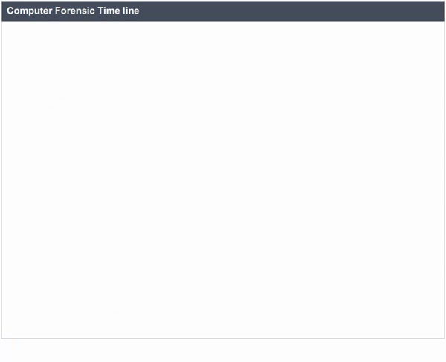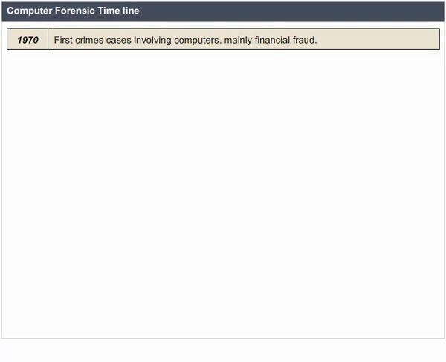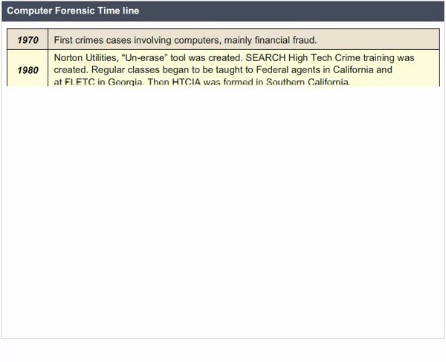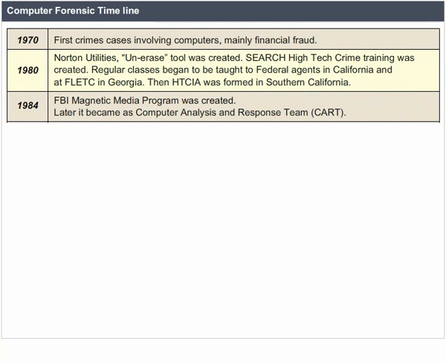Computer forensic timeline. 1970s: first crime cases involving computers, mainly financial fraud. 1980s: Norton Utilities Unerase tool was created. SEARCH high-tech crime training was created. Regular classes began to be taught to federal agents in California and at FLETC in Georgia. Then HTCIA was formed in Southern California. 1984: FBI Magnetic Media Program was created. Later, it became the Computer Analysis and Response Team.